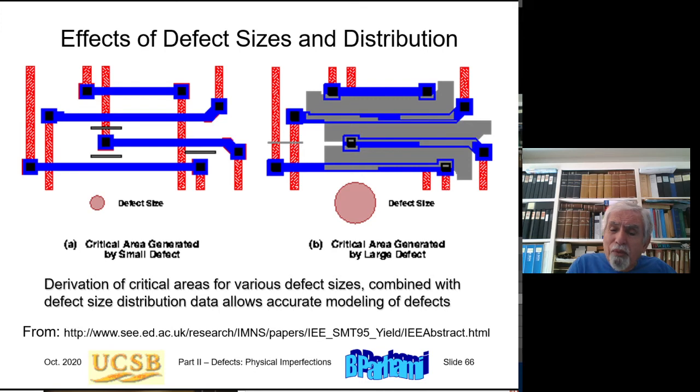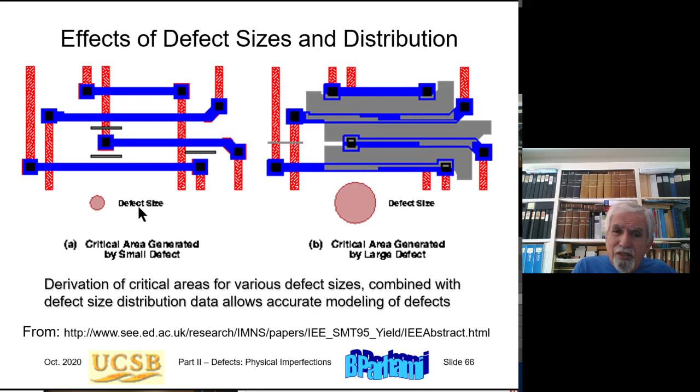So here's an example. It's a small section of an actual VLSI layout. So these are a bunch of metal wires. The blue ones are on one layer and the red ones are on the different layers. And these boxes are vias. So this blue line goes here, goes down the via, and connects to that wire.